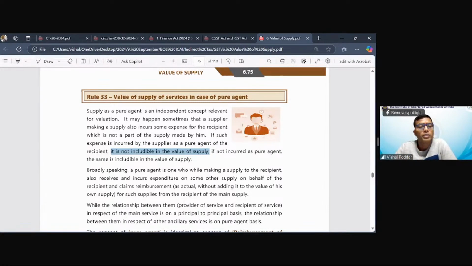Before that, Mansa is asking, is this agent similar to the agent which we studied in Schedule 1, Para 3, Para 4? Good question, beta. The answer is no. Not at all. Why? See this: value of supply of service. And if you read Para 3 and 4 of Schedule 1, the principal agent is only for goods. So this itself shows they are different.